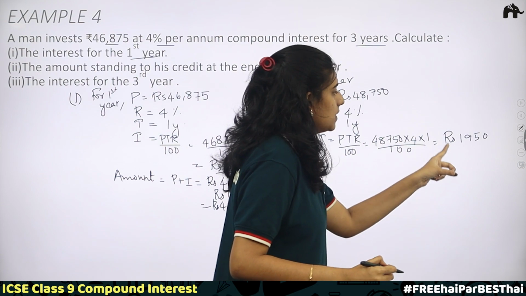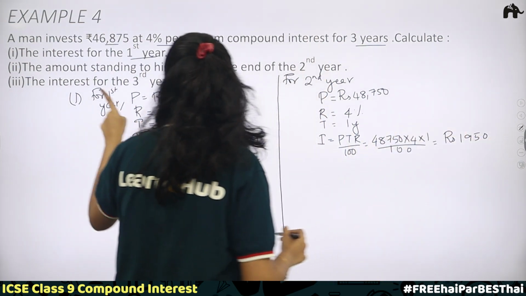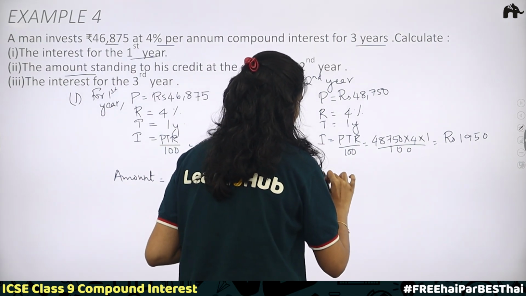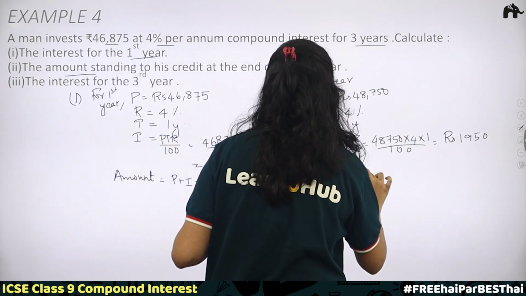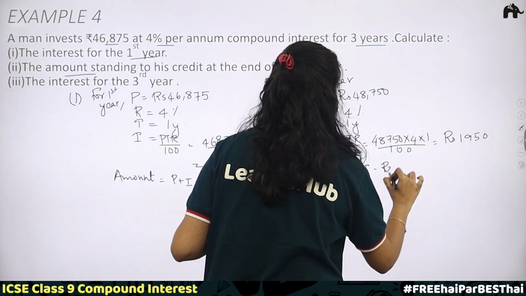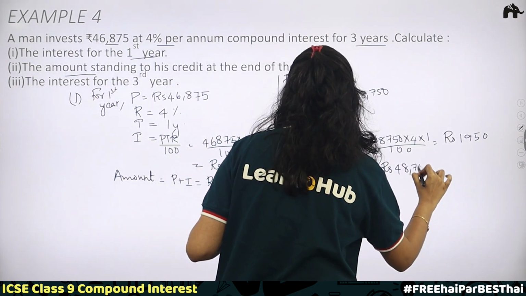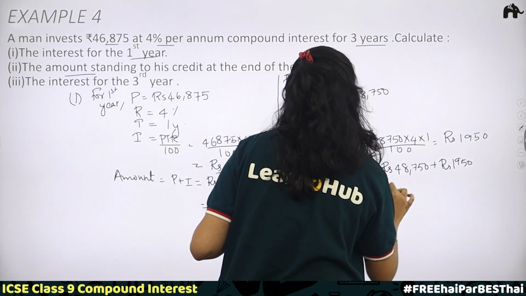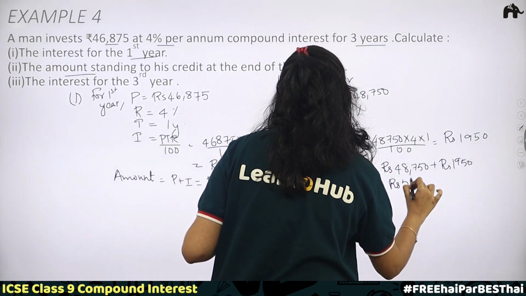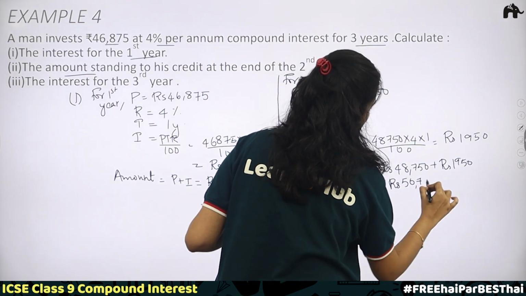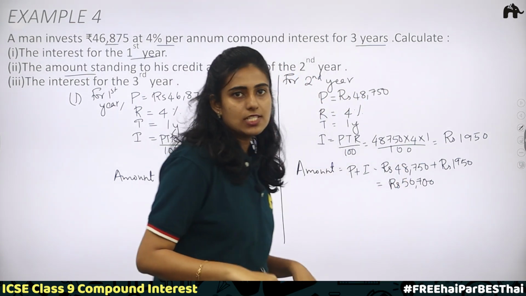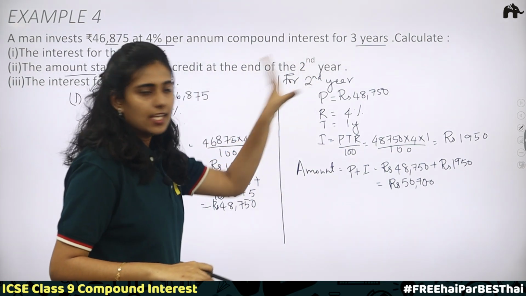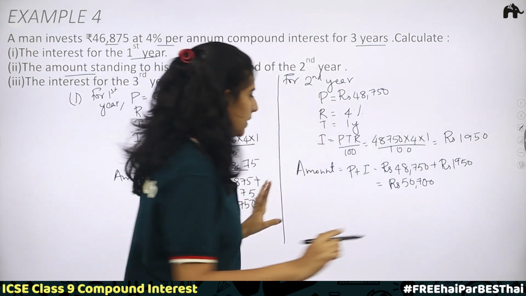Okay, so we have found the interest. Here the interest is rupees 1,950. We have to find the amount in this case. How to find amount once you get the interest? Amount will be equal to principal plus interest, which is rupees 48,750 plus rupees 1,950. When you add, you will be getting rupees 50,700. Okay, 50,700 is the amount standing to his credit at the end of second year. So second part of the question is also complete.